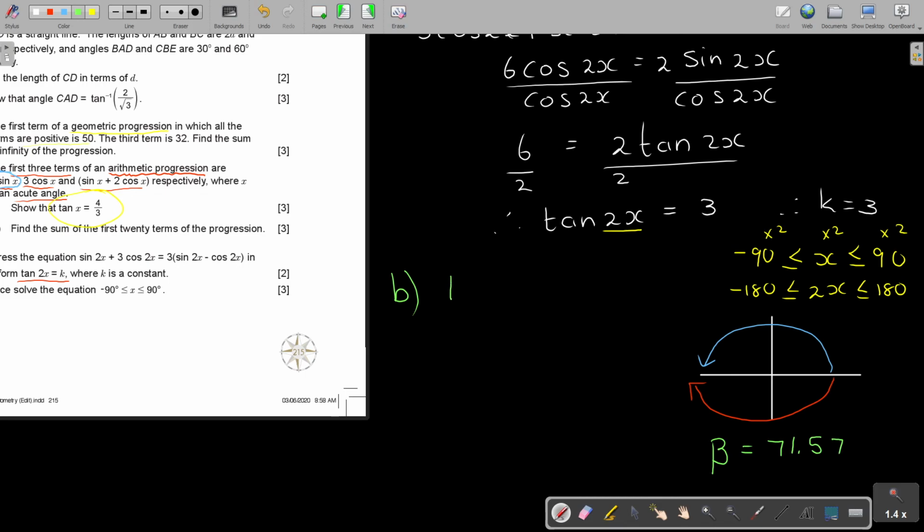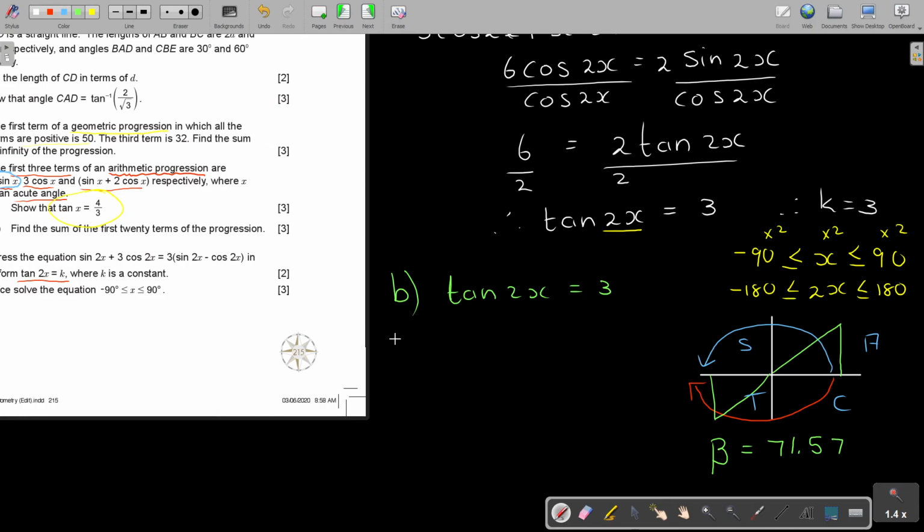Now say tan 2x equals 3. Where is tan positive? Tan is positive in the first quadrant. Think of your CAST diagram. Don't forget your CAST. Okay, so there it is positive. Now, for this one, it's going to be in the positive and this one is in the negative.